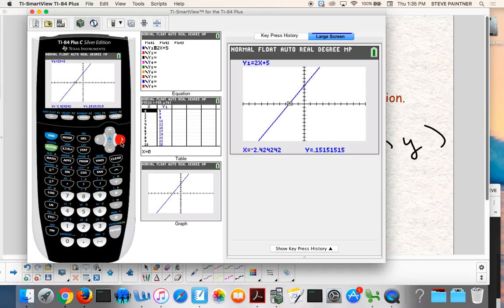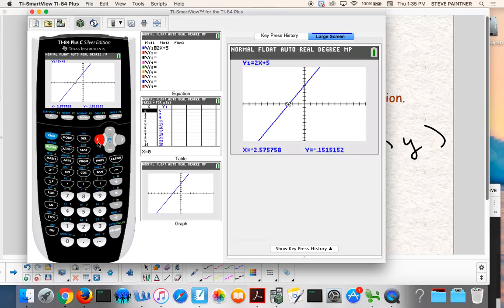Okay, let's try that again. Here it's a little above, and the x value is negative 2.42. Here it's a little below. It's negative 2.57. So it's got to be in between negative 2.42 and negative 2.57. 2.5, I guess, right in the middle, yeah.